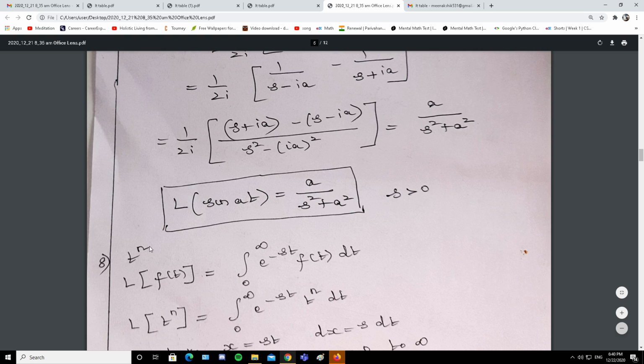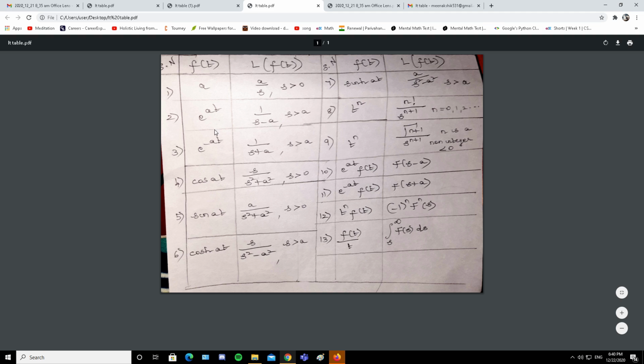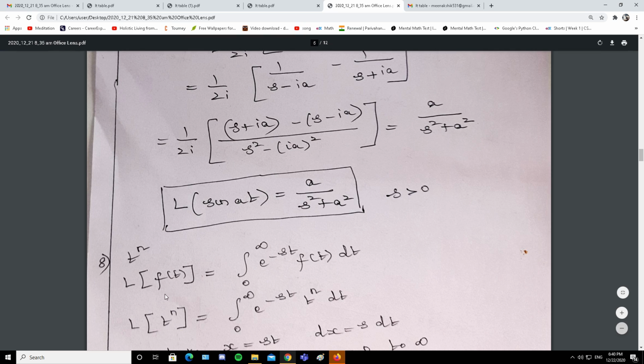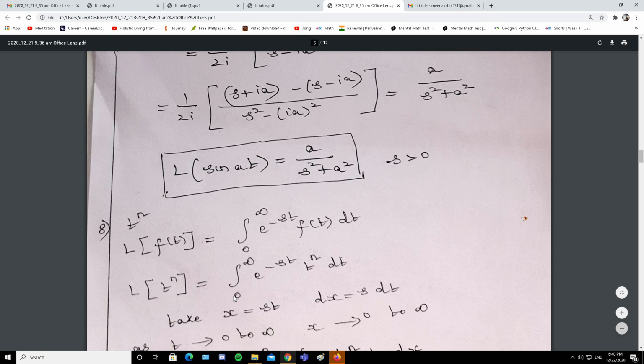Now the last one, the last standard function is t power n. So far we have seen Laplace of constant function, exponential function, trigonometric cos at, sin at, hyperbolic cos hyperbolic at, sin hyperbolic at, and the eighth one is t power n. So start with the definition. What is Laplace of f of t? Integral 0 to infinity e power minus st f of t dt. So in place of f of t you have t power n. So integral 0 to infinity e power minus st t power n dt.